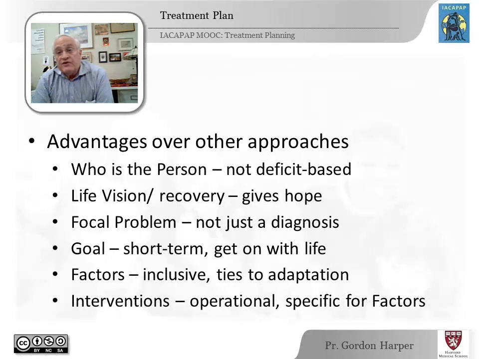This approach has advantages over the other approaches mentioned. The question, who is the person, starts out from a positive point of view, not just a deficit-based summary of what's wrong with the child. The life vision, the statement about recovery and getting on with life, can give hope. The focal problem reflects the fact that people don't come for a diagnosis, they come for a problem. The goal, correspondingly, is short-term, helping the youth get on with life. The factors are drawn from an inclusive, comprehensive understanding of what's going on with the child, and the interventions are very specific and operational.